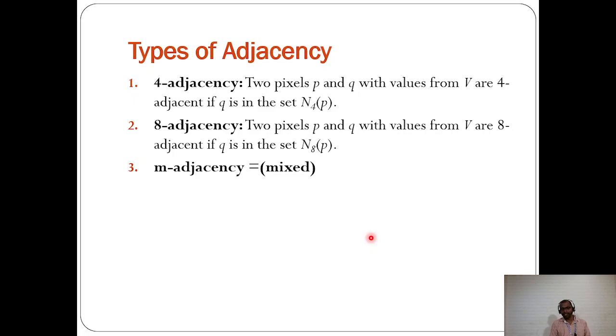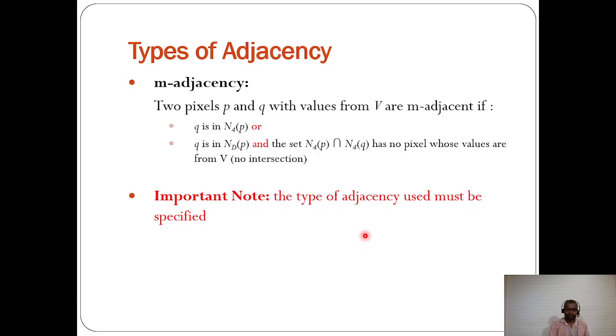And 8 adjacency is nothing but, if two pixels p and q with values from V are 8-adjacent, if q is in the set N8 of p. So N8 of p is nothing but we consider both the neighbors and the diagonal values. So m adjacency is nothing but a combination of 4 adjacency and 8 adjacency. This is the particular definition for m adjacency.